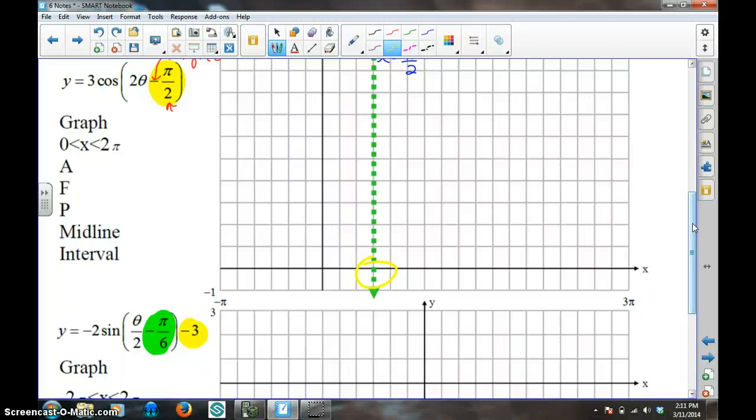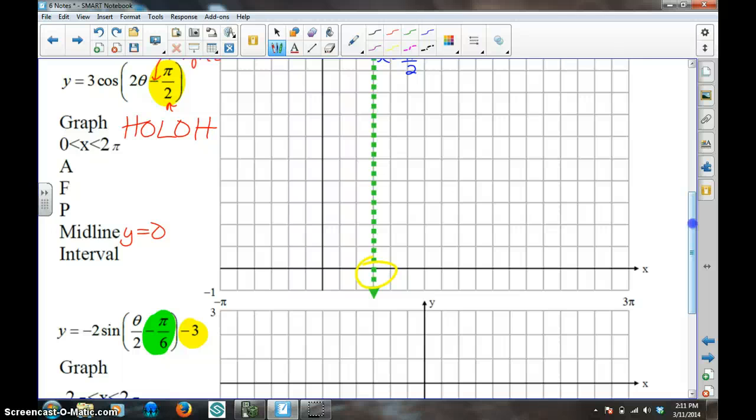Cosine graph, my pattern is high, 0, low, 0, high. The midline for this graph is just y equals 0. Midline is always the horizontal middle. So there really is no midline. I don't need that. The only time you need to tell me what the midline is is when it's off the x-axis. Again, that one was there because you'll recall just a minute ago I had a different equation and it was a vertical shift. Still good?